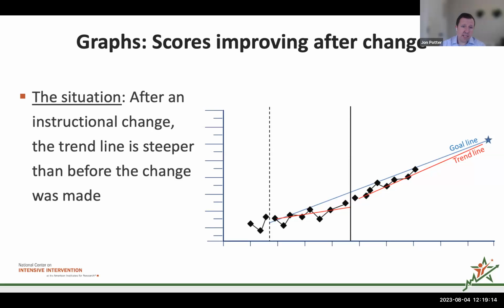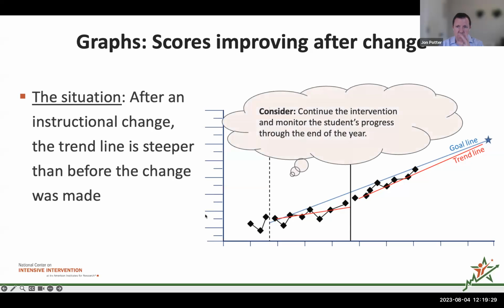And then this is something you hope to see. This is another positive one. So we make an instructional change. This is a student who is making growth, but not enough to catch up to their goal. We make a change and we accelerated that. So now they're on track to meet their goal. So this is a student, again, I'll continue the intervention, monitor the student's progress through the end of the year. They're on track. If they stay on track, we continue to deliver these services. I would bet that they would reach the end of the year goal. And maybe next year we can exit them from intervention. So this type of data is something that we want to celebrate and continue and replicate for other kids if we can.